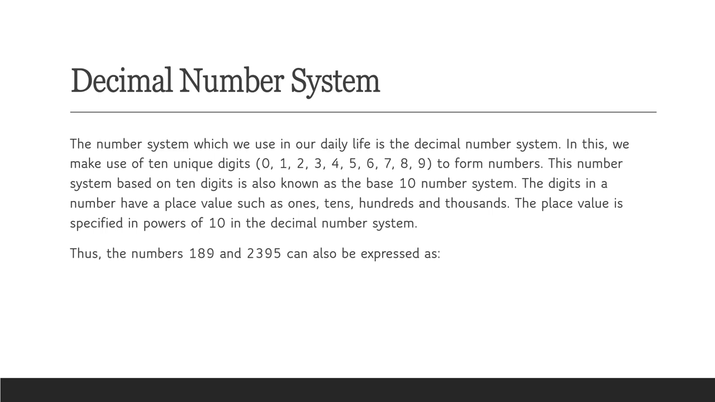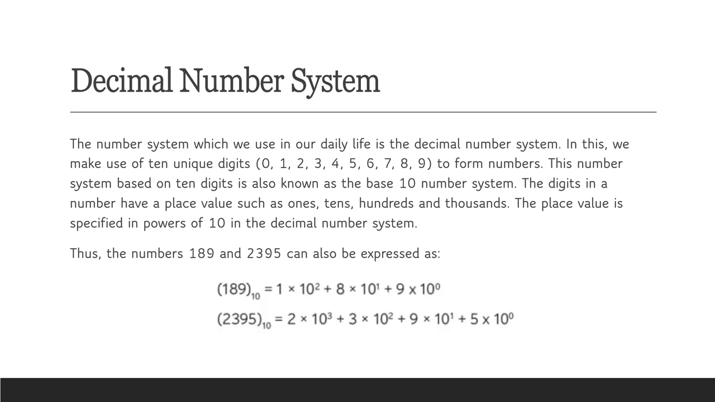So the numbers 189 and 2395 can also be expressed as follows. 189 with base 10 can be expressed as 1 into 10 to the power 2 plus 8 into 10 to the power 1 plus 9 into 10 to the power 0. 2395 of base 10 can be represented as 2 into 10 to the power 3 plus 3 into 10 to the power 2 plus 9 into 10 to the power 1 plus 5 into 10 to the power 0.